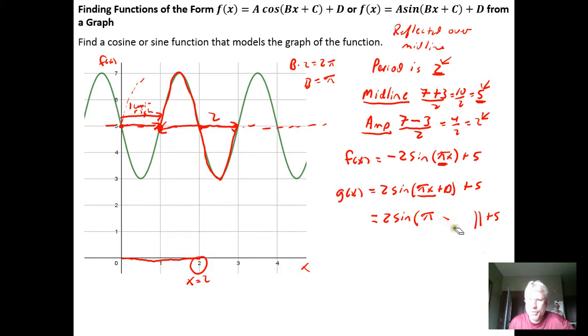I have it in factored form. And the shift is 1 unit to the right. I'm starting here. I'm moving things over 1 unit to the right. So to shift a graph 1 unit to the right, I do minus 1. And then to put it into standard form, I can distribute that pi back into the parentheses. So 2 times sine of pi x minus pi, plus 5.